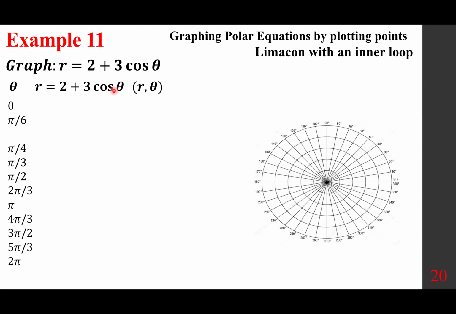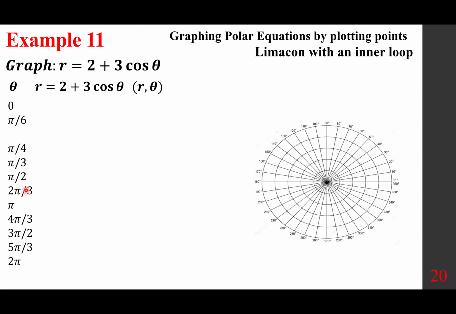Pi over 4 is square root of 2 over 2. 2 plus 3 times square root of 2 over 2. I want to go with the easy ones, but I'm telling you what they are. Pi over 3 is easy because it gives you 1/2. 3 times that is 3 halves, or 1 1/2, and 2 is 7 halves. Now pi over 2 is easy because that's 0. So you get 2.